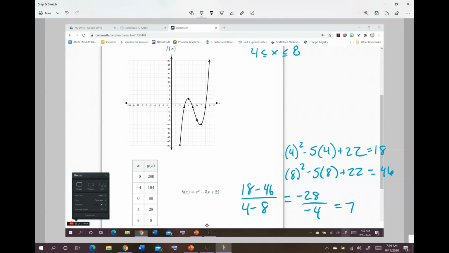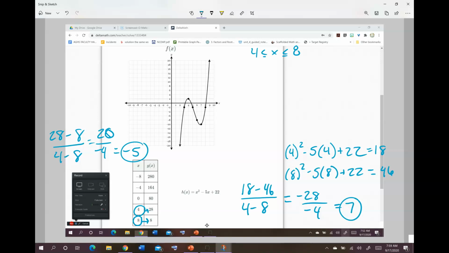All right, now let's go to the table. Okay, so my denominator is 4 minus 8. Now find their pairs. 4's pair is 28. And then 8's pair is 8. So 28 minus 8 is 20. And then 4 minus 8 is going to be negative 4. 20 divided by negative 4 is negative 5.